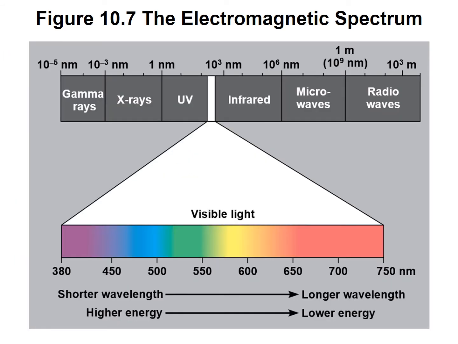Figure 10.7 shows the electromagnetic spectrum. Visible light, again, is in the range from 380 nanometers, purple, to 750 nanometers, red. And again, the shorter the wavelength, the higher the energy. Up top, it lists different types of waves in the electromagnetic spectrum. So you can see some have more energy than visible light, and these are all harmful to humans.